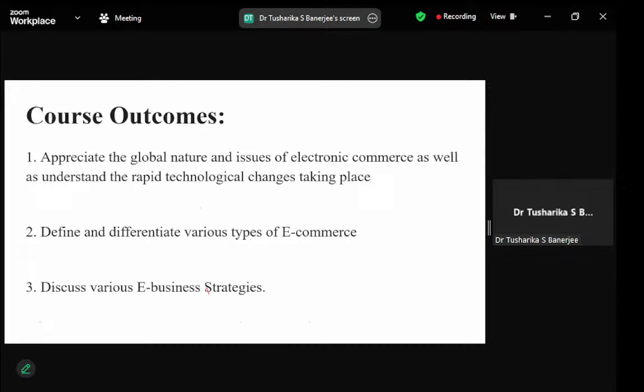So you are going to have some strategies based on the things which are already running on e-business and e-commerce platforms, and you're going to take it forward. So you will also understand how you will be able to execute your plan. You will be able to have the e-business strategies with you.